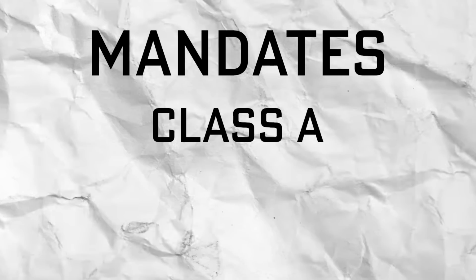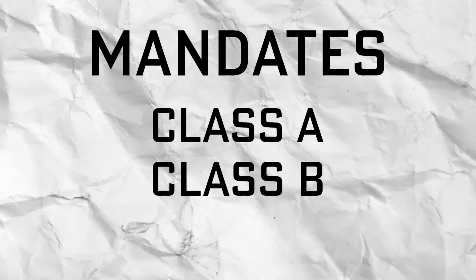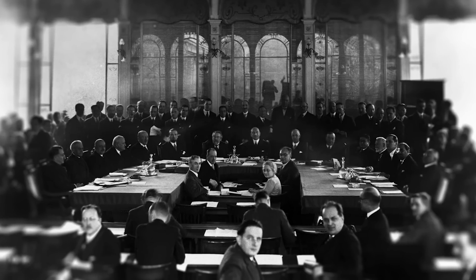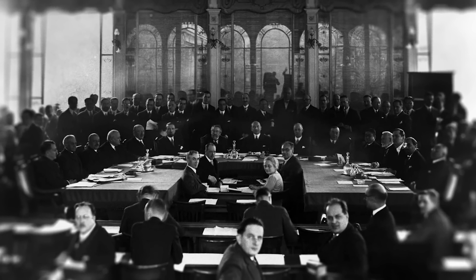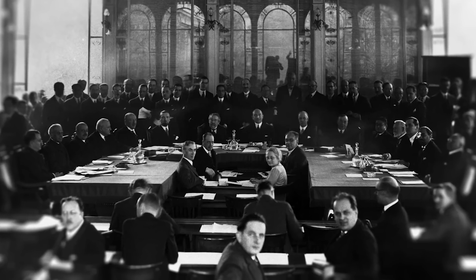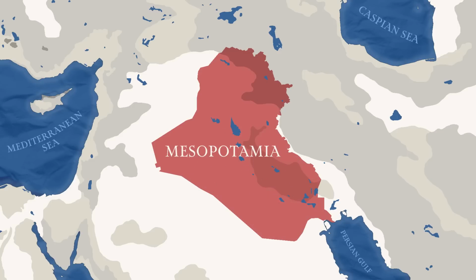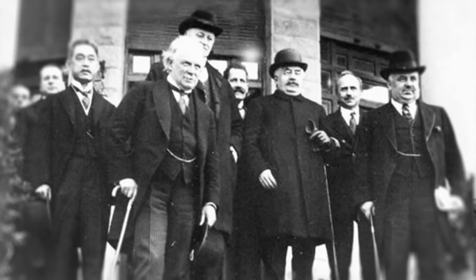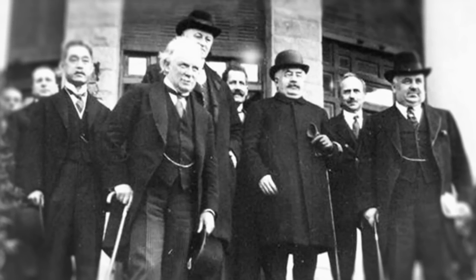The mandates were divided into 3 classes. Class A being the most developed and therefore the closest to independence, Class B being less developed and requiring more control, and finally Class C being the least developed and requiring direct control. The League of Nations oversaw this process, though many in the former Ottoman Empire believed it was simply European colonialism by another name. In case you're wondering, Iraq, or as it was then called, Mesopotamia, was designated as a Class A mandate.